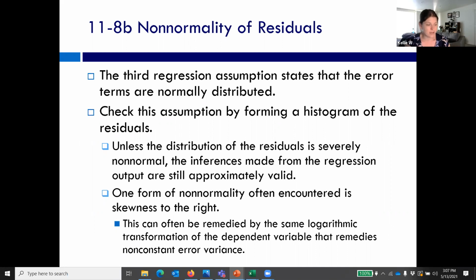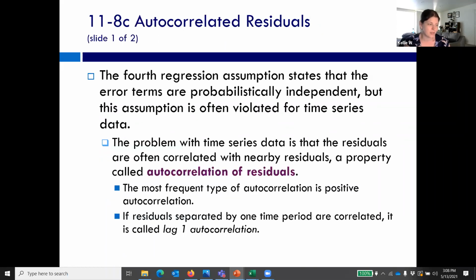we have to take our outputs from the regression analysis with some caveats. They might be approximately valid. It kind of depends on how badly skewed the residuals are. We can also fix this a lot of times by doing logarithmic transformations. So there are things that can be done.